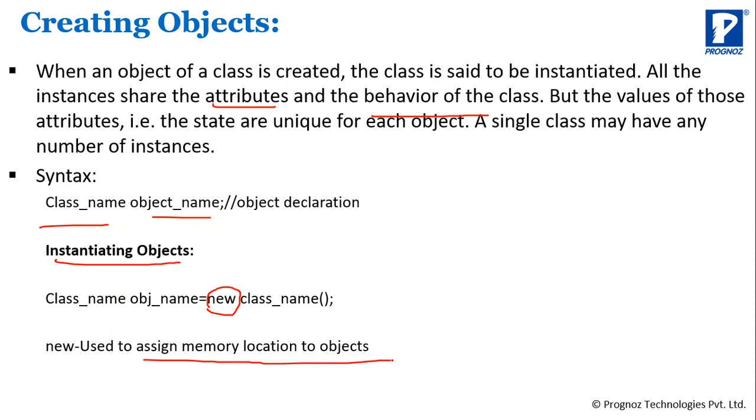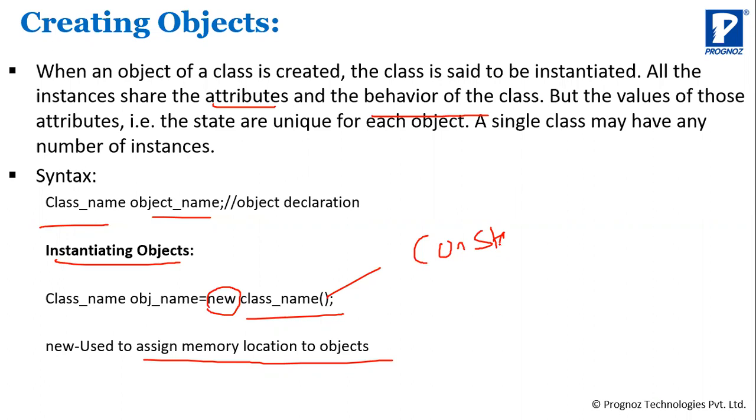We can create the object by using the new keyword. So how to create an object of the class? Class name, object name equals to new class name. This part is generally called the constructor of the class, which we'll see later. The constructor name is the same as the class name.